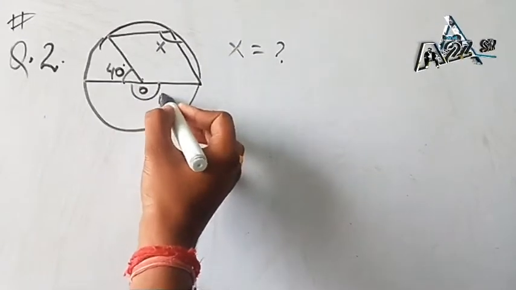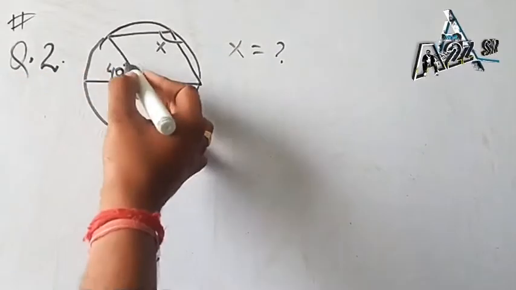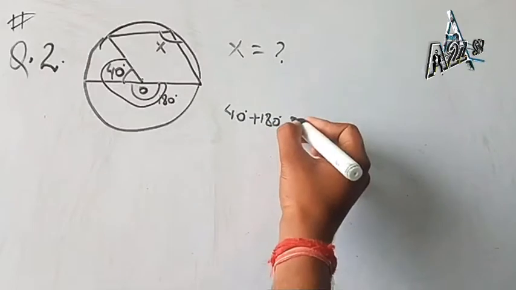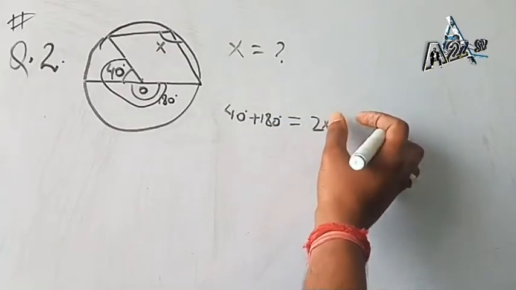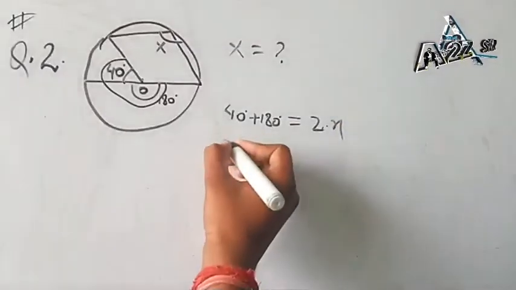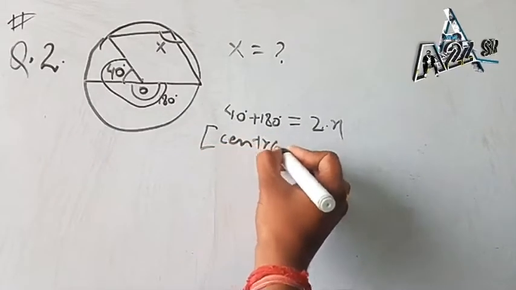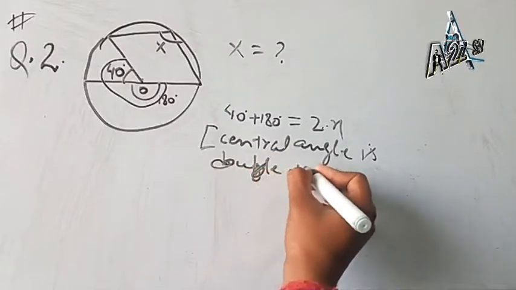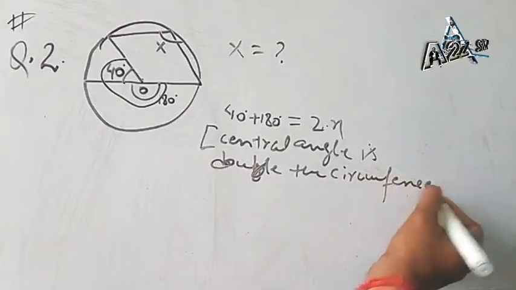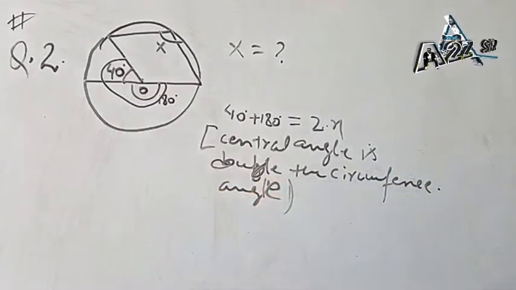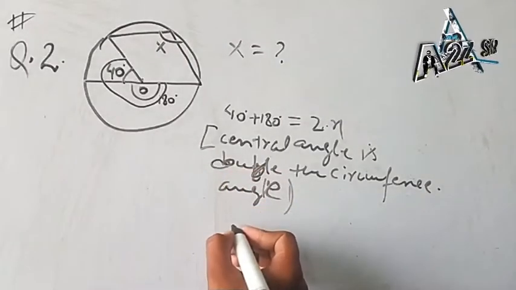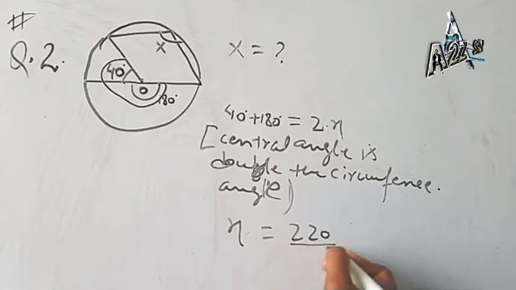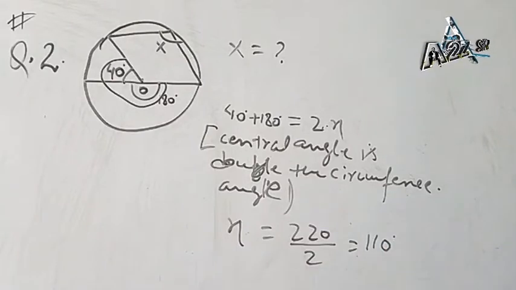This one is also a straight angle, so this becomes 180 degrees, and 40 plus 180 degrees becomes the whole part, and it must be 2 times x. So 2x. Why? The central angle is double the circumference angle. The same rule is applied here, and x is equal to 180 plus 40, 220 divided by 2, it becomes 110. So this is the final answer we have.